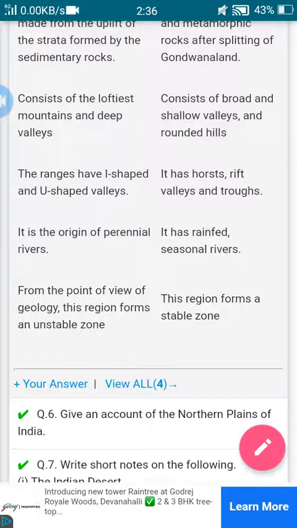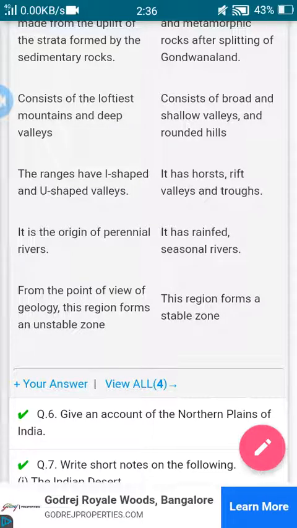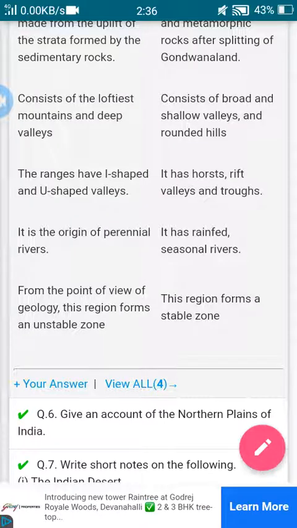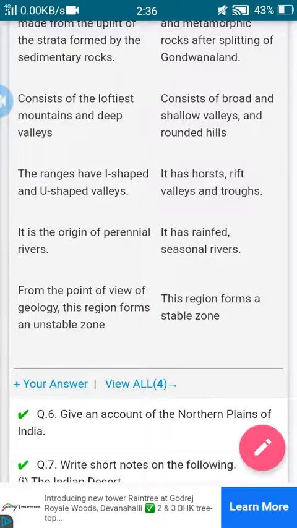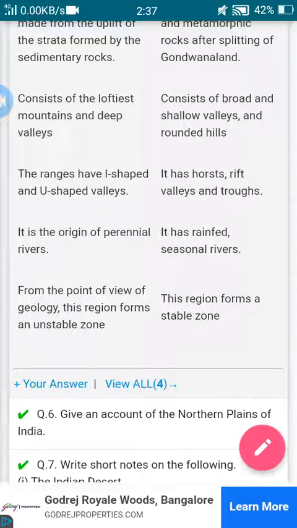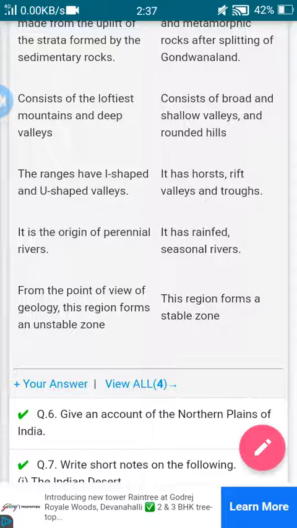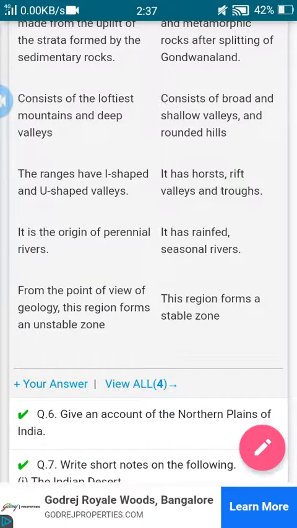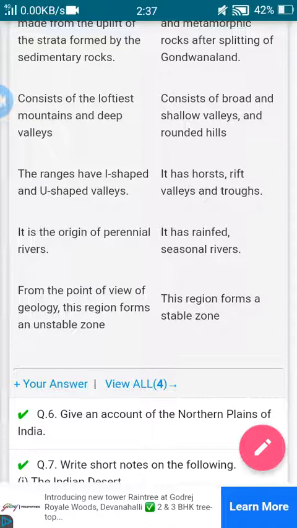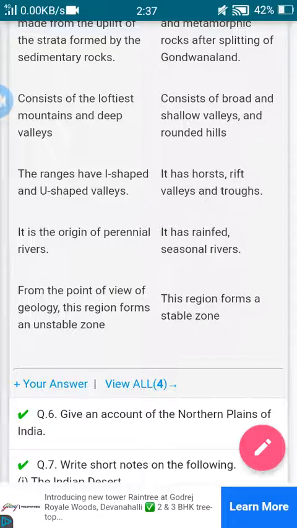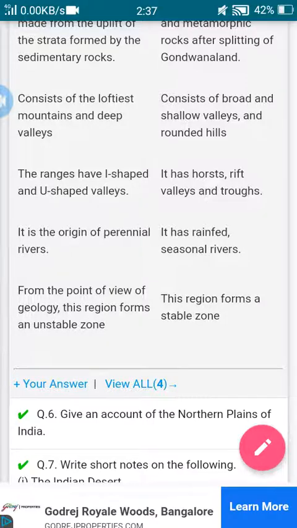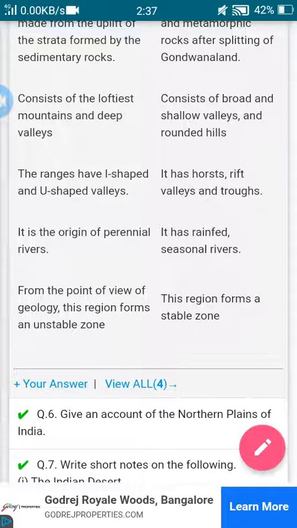Next point, it is the origin of perennial rivers, while the plateau has rain-fed seasonal rivers. Last point, from the point of view of geology, the Himalayan region forms an unsettled zone. The peninsular region forms a settled zone.